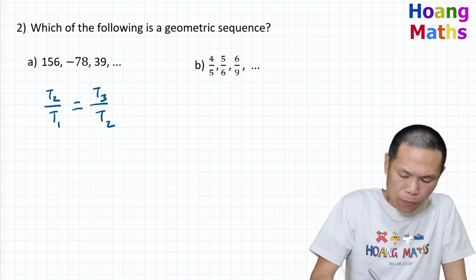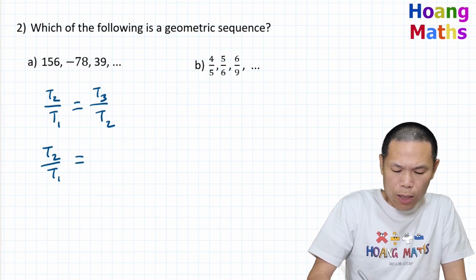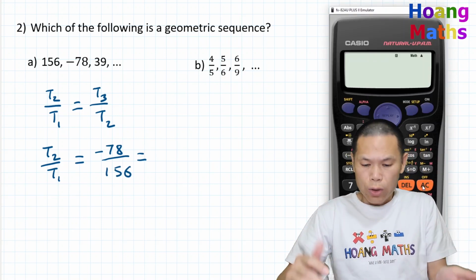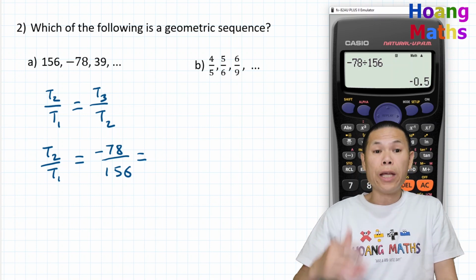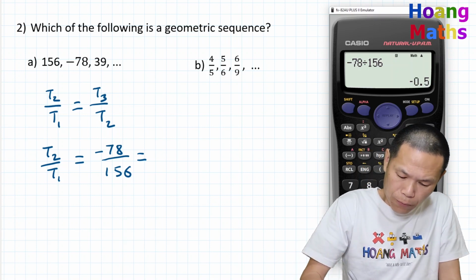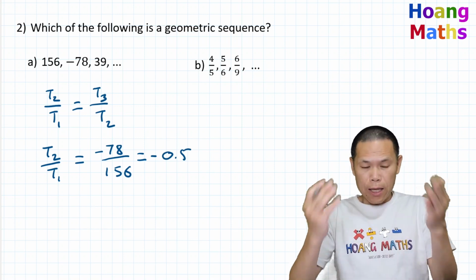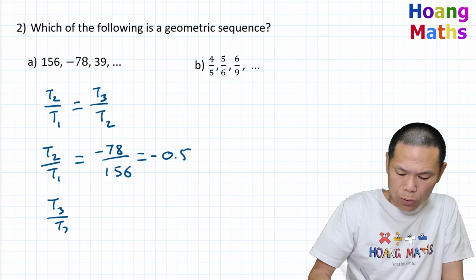So let me find term 2 over term 1. That will give me negative 78 divided by 156. So negative 78 divided by 156 gives negative 0.5, or negative a half if you like. And then term 3 over term 2.